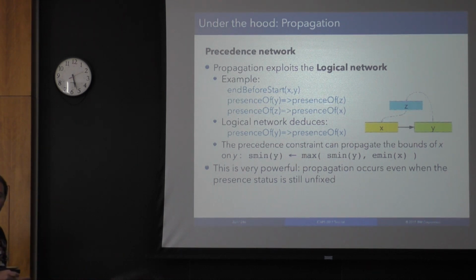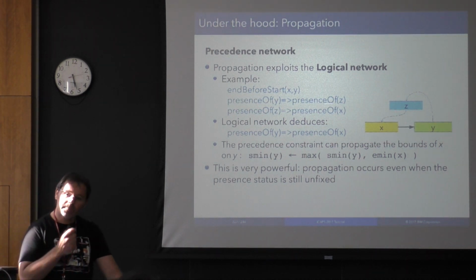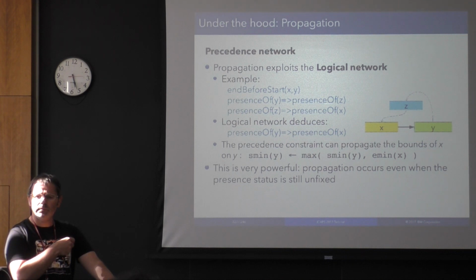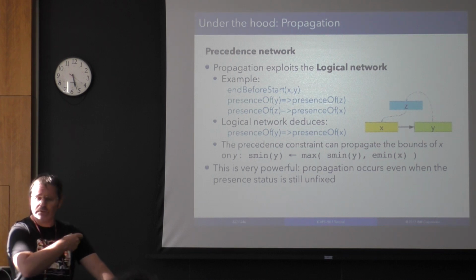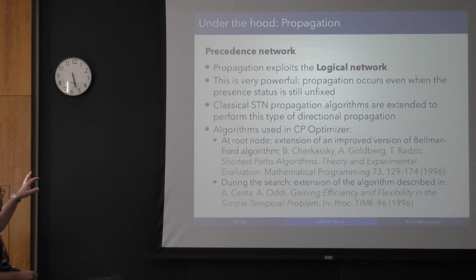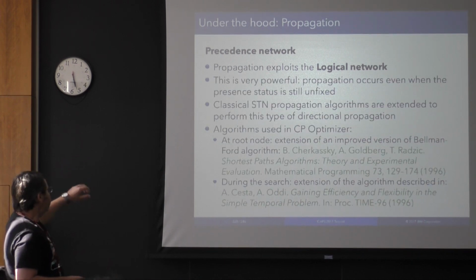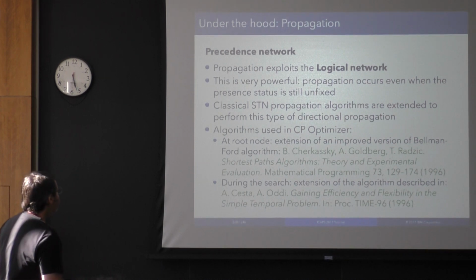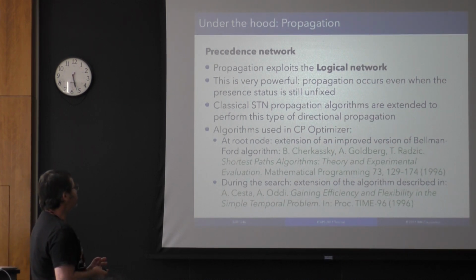Is this published? Maybe this is well known, I don't know, I'm not a specialist at all. Yeah, this STN, but these things with STN plus absence, presence. Is this published? Yeah, it's published. It's published in 2008. Okay. So we have seen that the precedence network exploits this logical network, and I say this is important because you can propagate even if the precedence is not fixed.